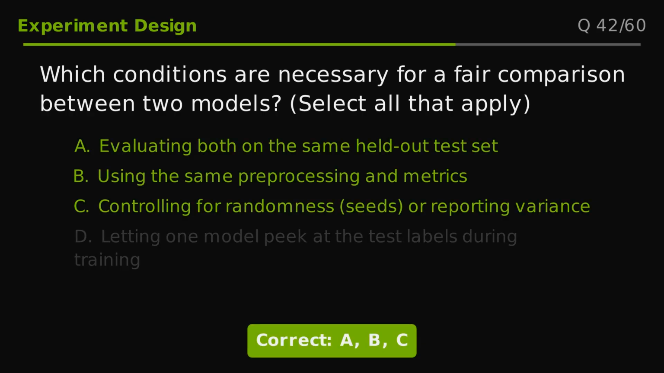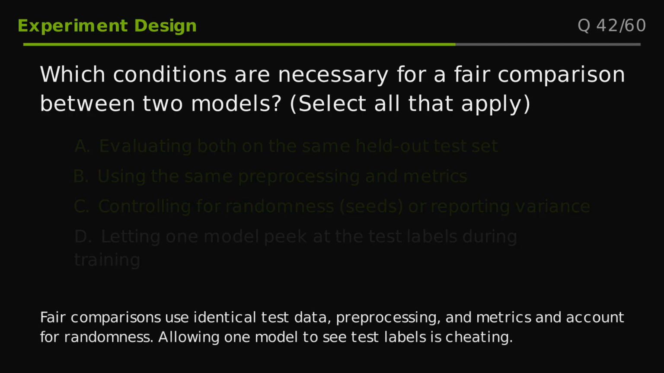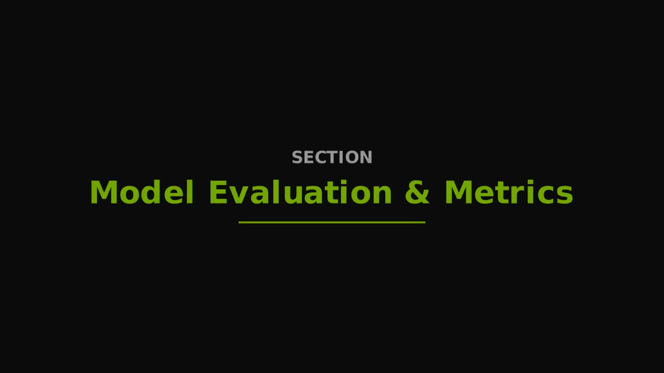The correct answers are A, B, and C. Fair comparisons use identical test data, preprocessing, and metrics, and account for randomness. Allowing one model to see test labels is cheating. Next section, model evaluation and metrics.